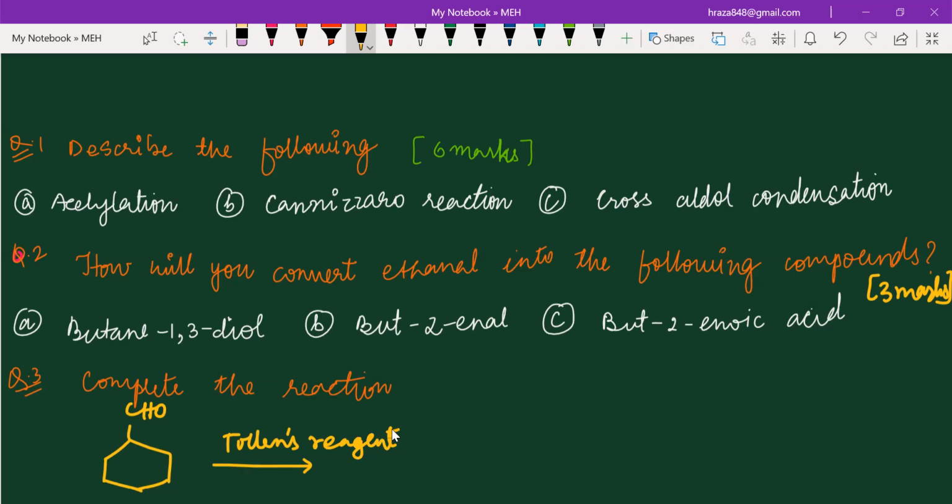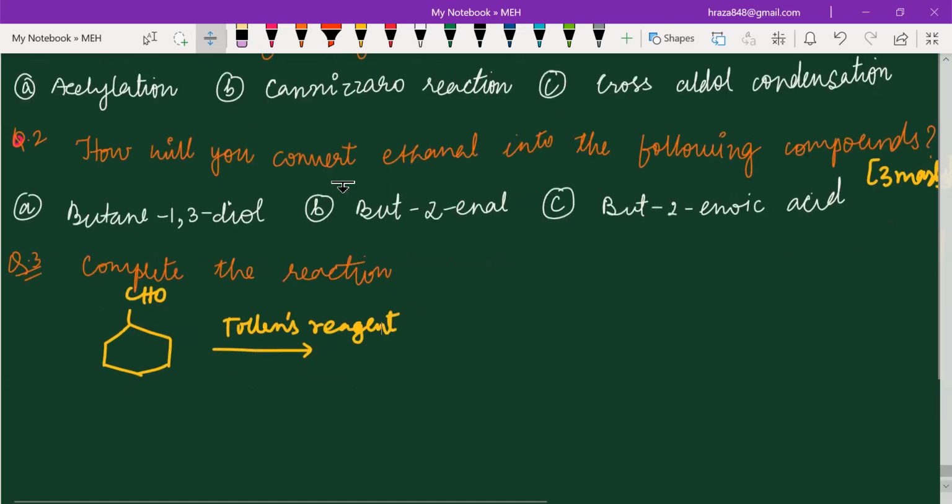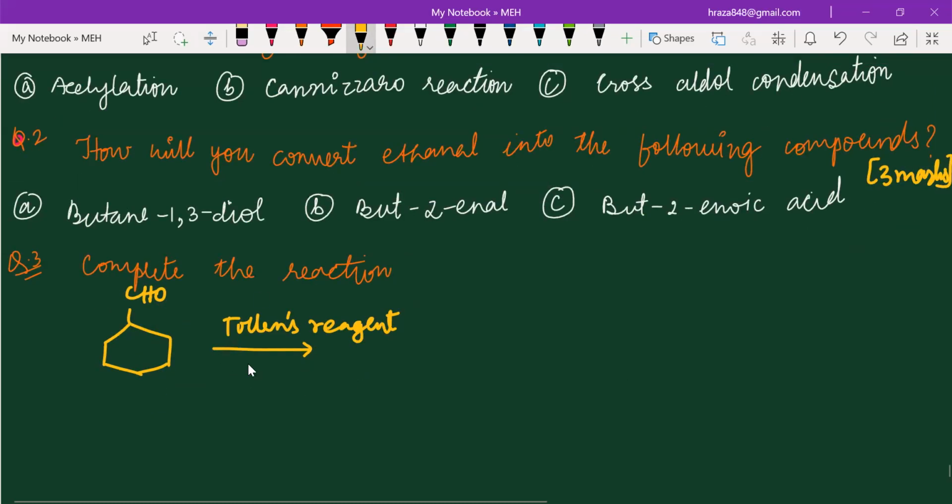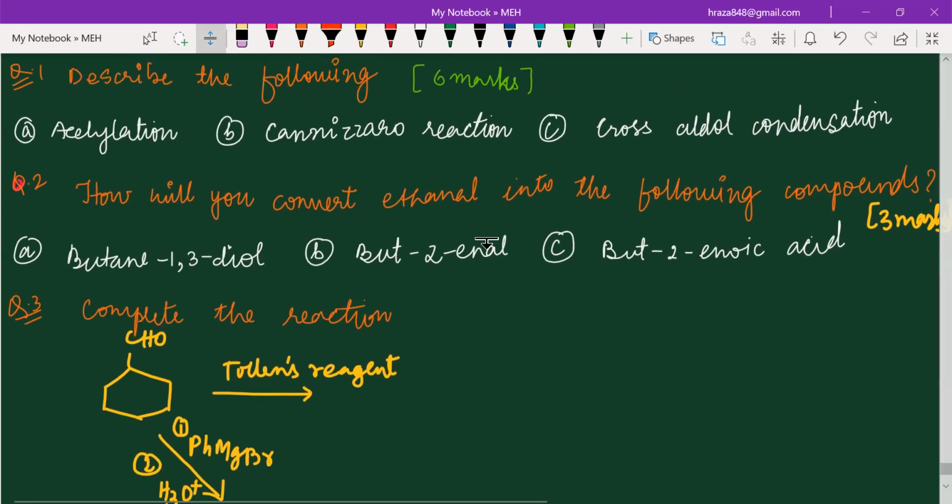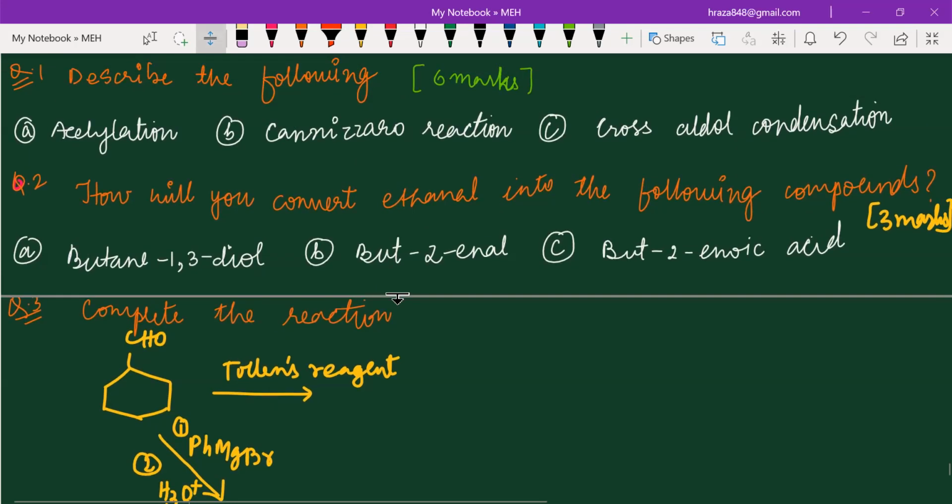Are you done with the first question? Have you written it? Yes or no? Yes, sir. So this is the reaction you need to complete, first toluene reagent and then PhMgBr in the first step, and in the second step is free of cost. Okay, I'm waiting. Wait a minute. Let me know, Alia, when you are done with the first question so that I can slide it down.